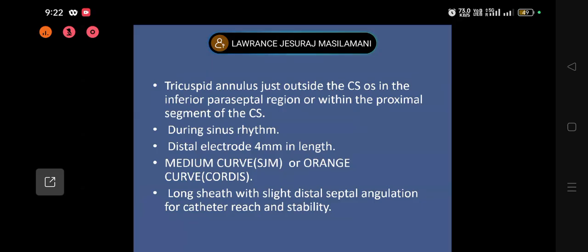Because your catheter is very stable, you don't have to look at the catheter all the time. It gives you excellent stability, and your possibility of getting atrial side becomes limited because your catheter tends to move to the ventricular side more than the atrial side. So you can use this long sheath. As I already told you, the long sheath which I use is Mullins.